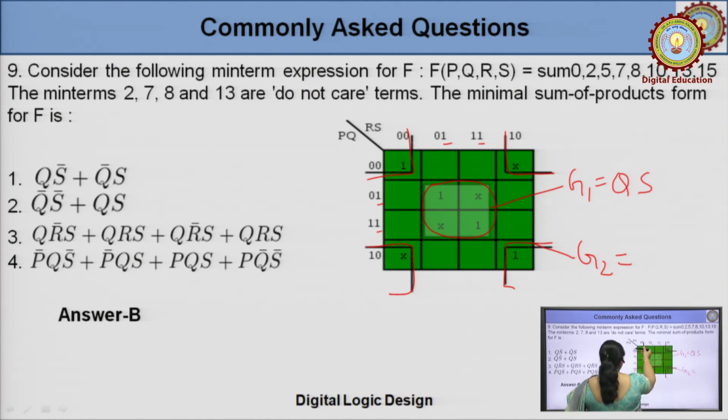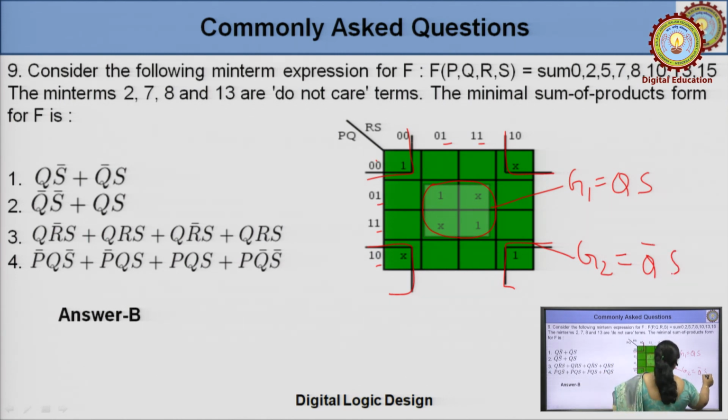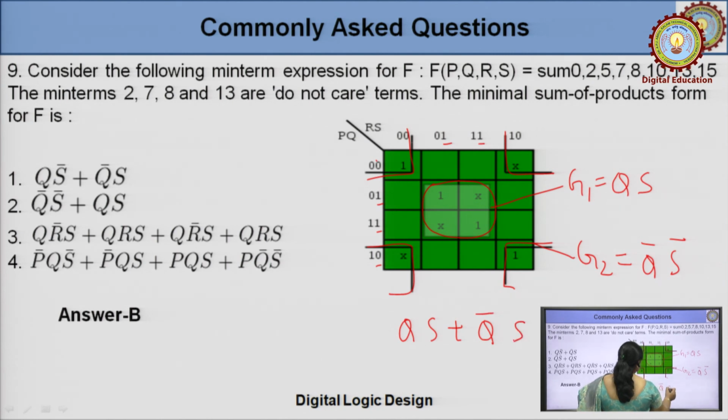See, from these two values, what is common? The common is Q bar. And from these two, what will be the common? The common is S bar. So the outcome is QS plus Q bar S bar. So the correct answer will be this one, answer 2. You can write it as answer 2: Q bar S bar plus QS.